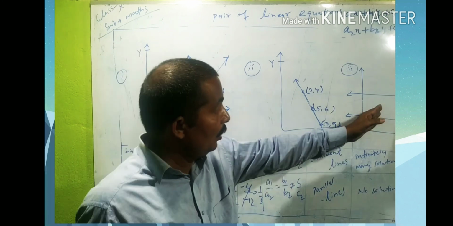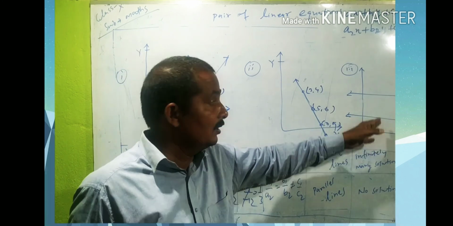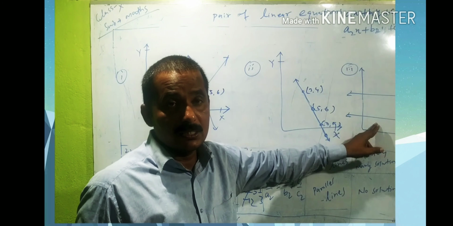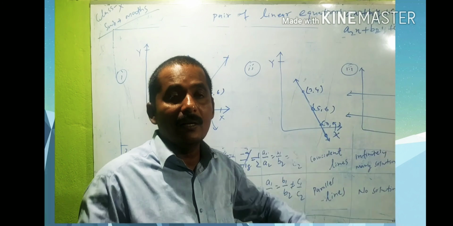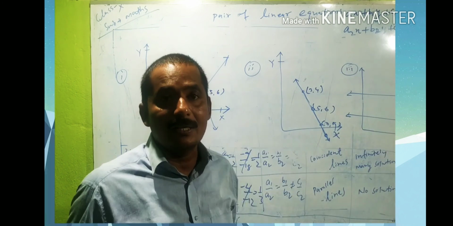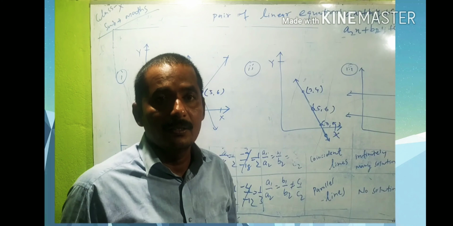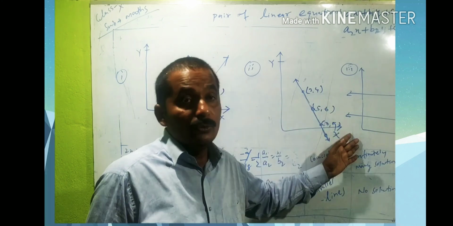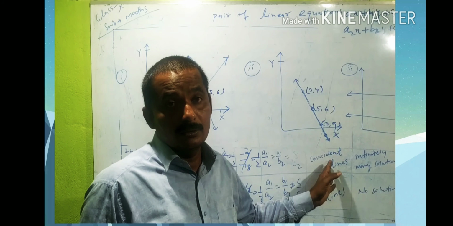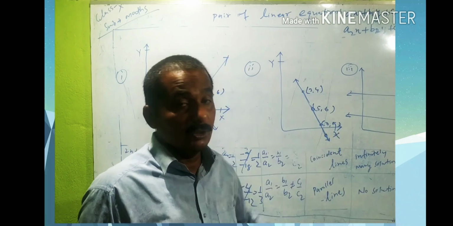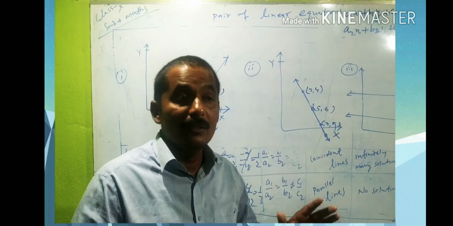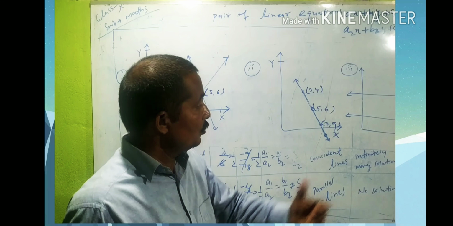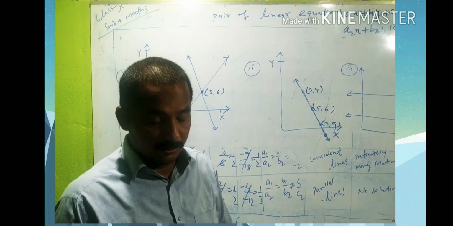And look at the third one now. Third graph: both lines are parallel. They are not intersecting. They are not coinciding. In this case, there is no solution. There are no such values of x and y which will satisfy the pair of equations. So this is the graphical representation.